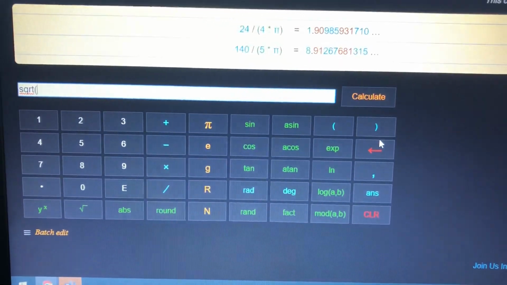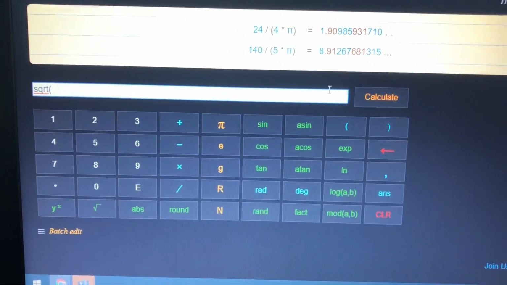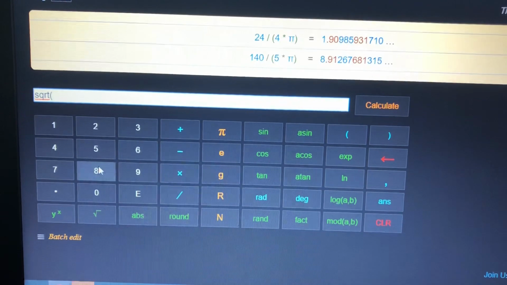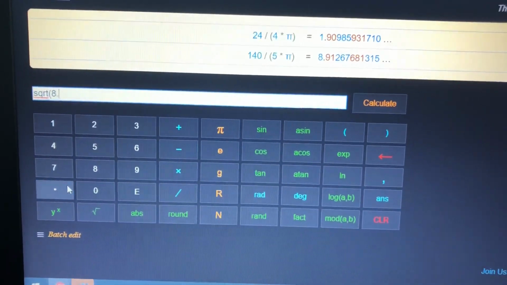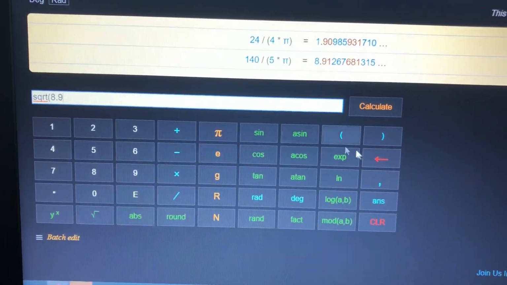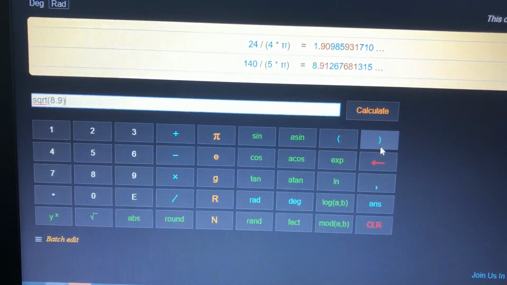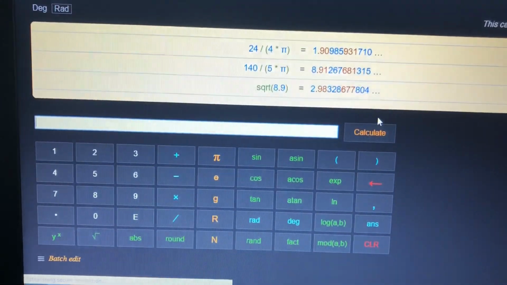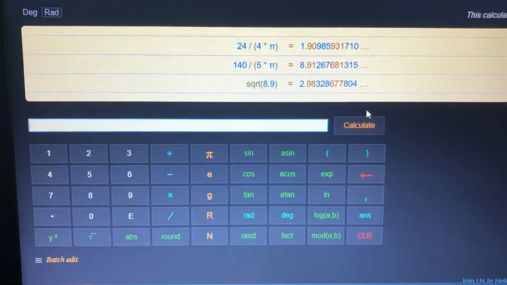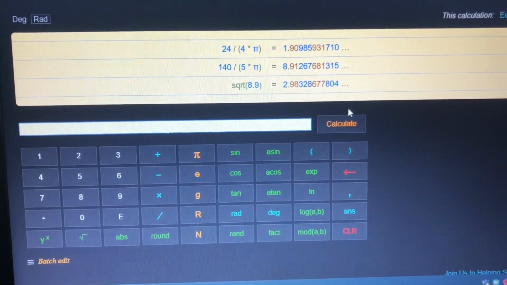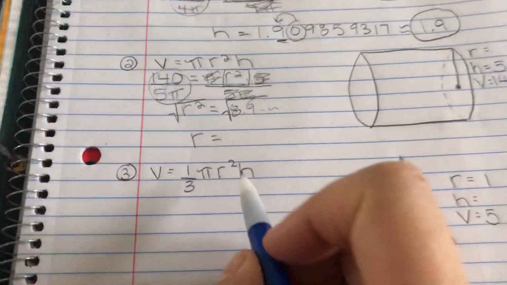I'm gonna round it to the nearest tenth. So square root of 8.9. So now because I had to round the problem early, it's not gonna be exact, it's not gonna be perfect, but we're gonna be close. Let's calculate. 2.98. All right, so I'm gonna write down what I have.